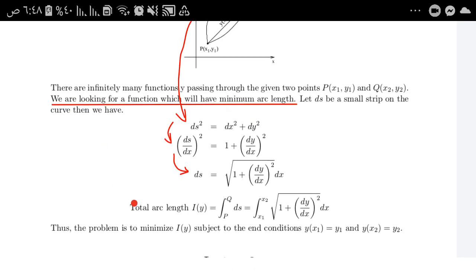So the total arc length, which is denoted by I(y), would be the integral from P to Q of ds, which means the integral from x1 to x2 of the radical of 1 plus (dy/dx) squared dx, which is a functional. Total arc length is a functional here.